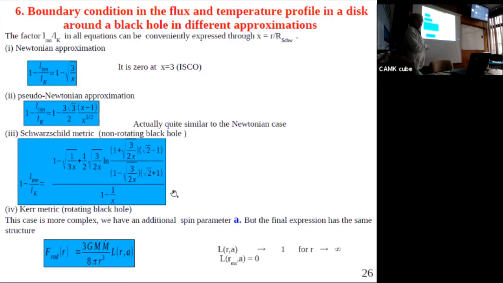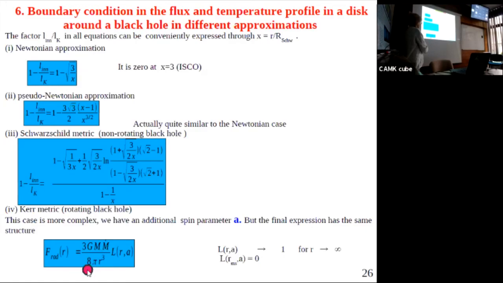If the Newtonian case was simple, the pseudo-Newtonian case is more complicated, but it's actually pretty similar. The Schwarzschild case is already dreadful to calculate, but still has an analytical form. In the case of the Kerr metric, which describes a rotating black hole, there is an additional spin parameter a. This is not done analytically. There is no compact expression like this. You have to calculate it numerically. But nevertheless, the final expression for the accretion disk emission has the same form.